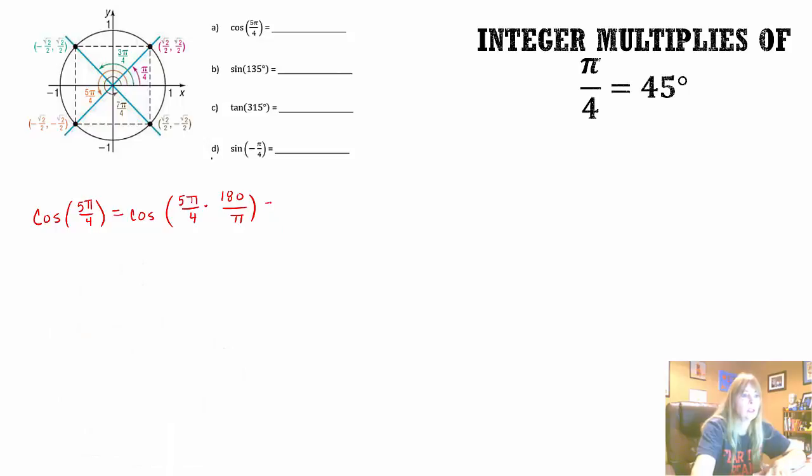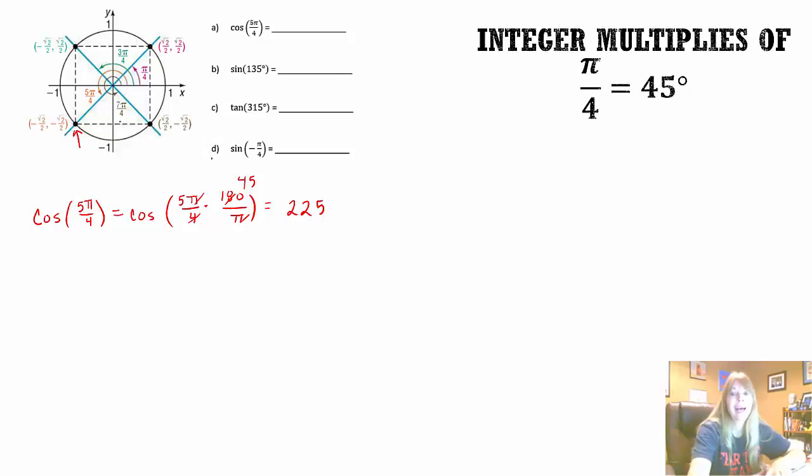And so you should get, that goes 45 times. And so the pi's cancel. And 5 times 45 would be 225. So that would be this point right here. Why? Because that's taken me to 180, and then that's taken me to 225.